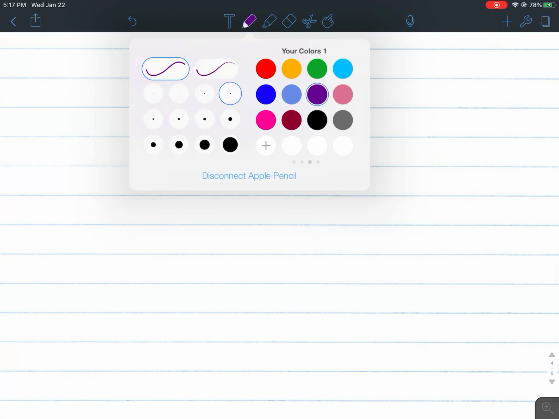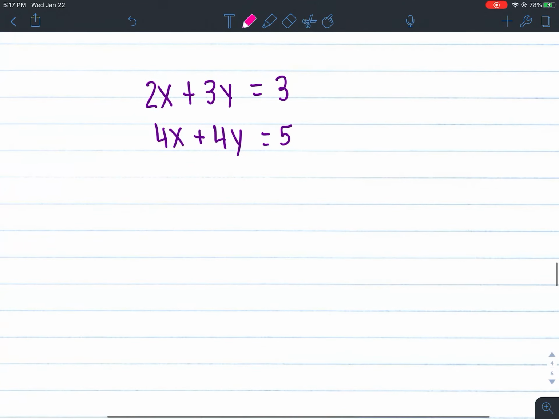Okay, so let's start. Well, I have my 2 equations, and I want to first check, do I have the same number anywhere? No. Do I have opposite signs anywhere? No. So let's look. Would it be easier for me to get rid of x or get rid of y? Well, it would be easier for me to get rid of x, and here's the reason.